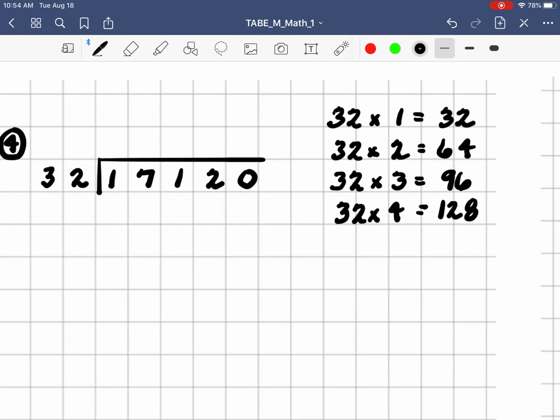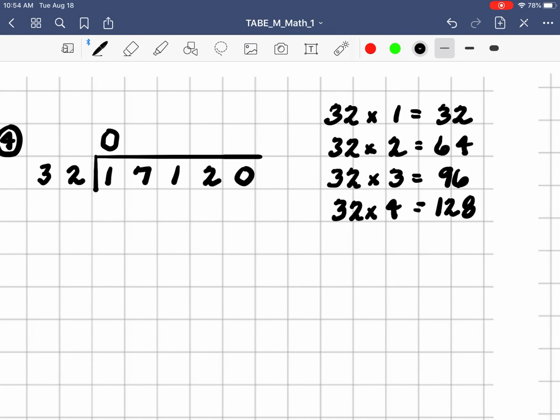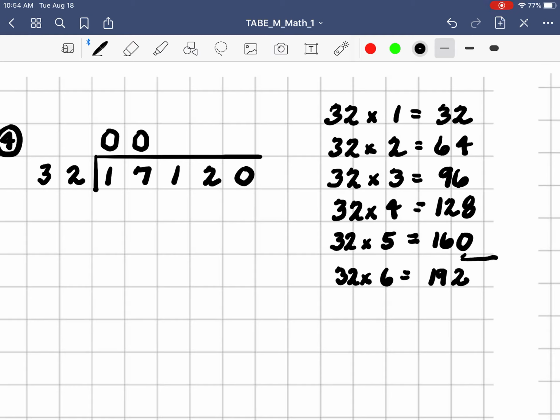Okay, so 32 into 1 cannot fit. 32 into 17 cannot fit. 32 into 171. So I stopped with 128. Let's go a little further. 32 times 5 is going to be 160. So that's getting close. 32 times 6 is going to be 192. So that is too big. The one that we're looking for is between those. So we're going to go with the 5.